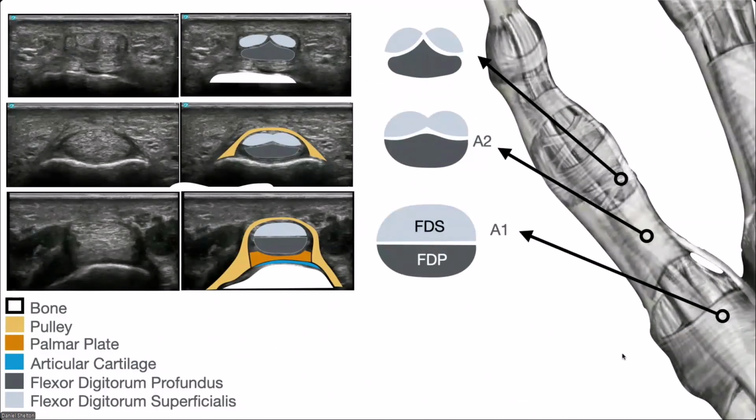And then as we look at those in cross section at the level of A1, we see flexor digitorum superficialis, about a 50-50 split over flexor digitorum profundus. As you travel down to A2, you start to see the superficialis will split. And then as you get distally closer towards the PIP, just before the PIP, this flexor digitorum superficialis is split completely. And you can see that over here in the representation.